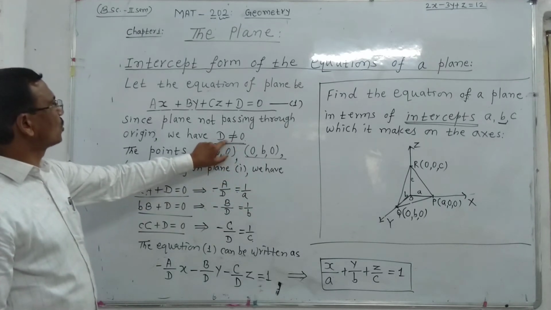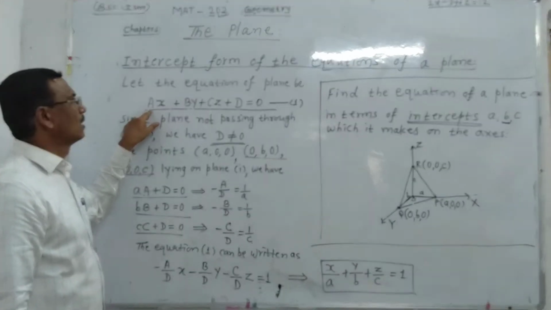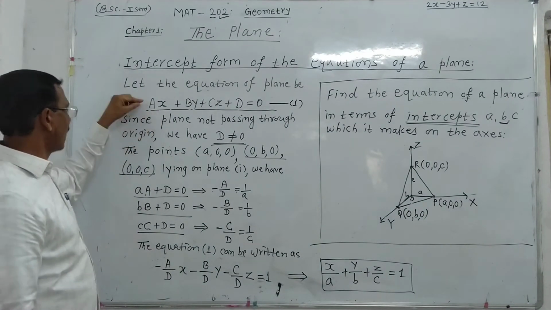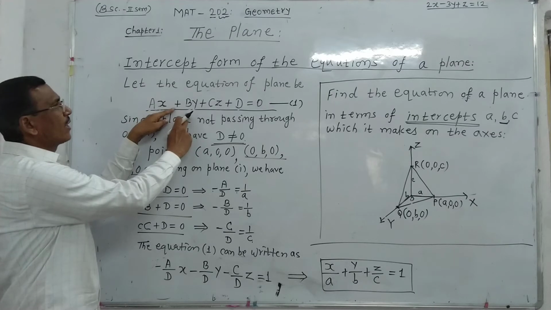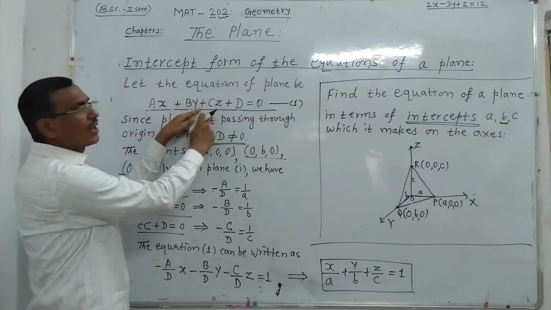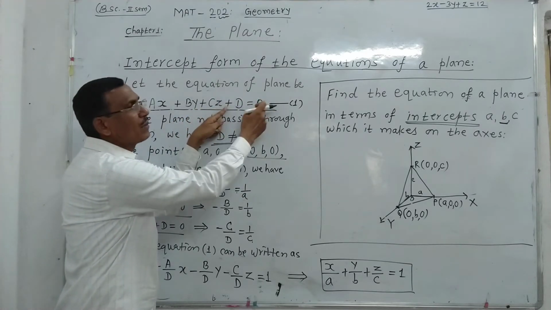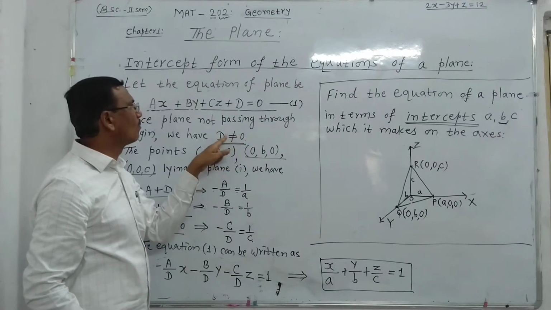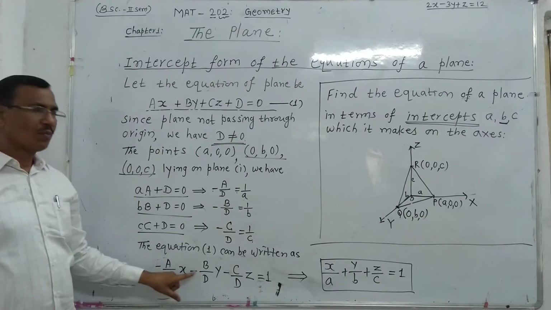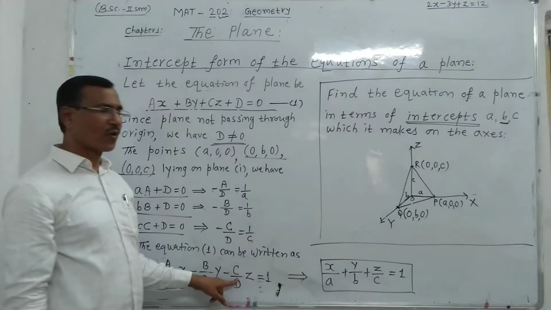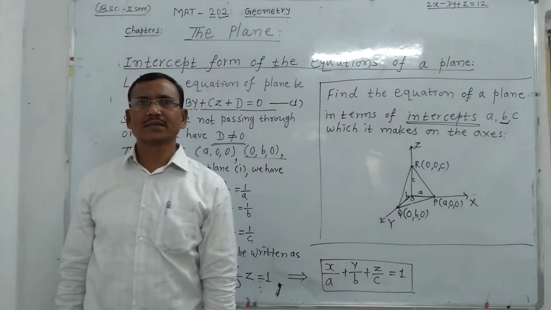As d is not equal to 0, we can divide equation 1 by minus d, and we get minus A upon d into x minus B upon d into y minus C upon d into z equals minus 1. Actually, this is minus 1 on the right side; it can be written as plus 1 after moving, giving minus A upon d x minus B upon d y minus C upon d z is equal to 1.